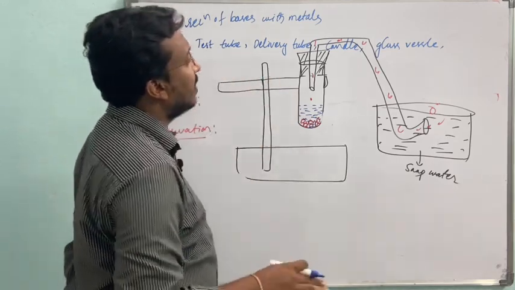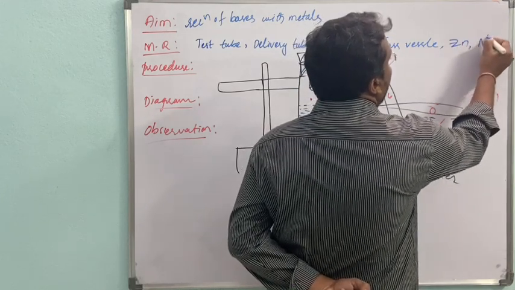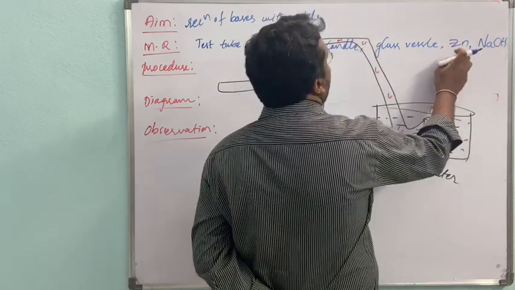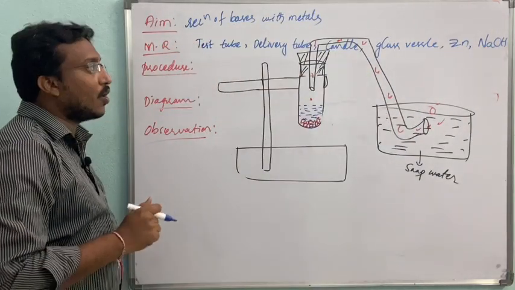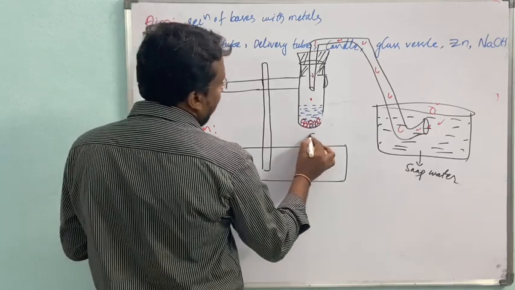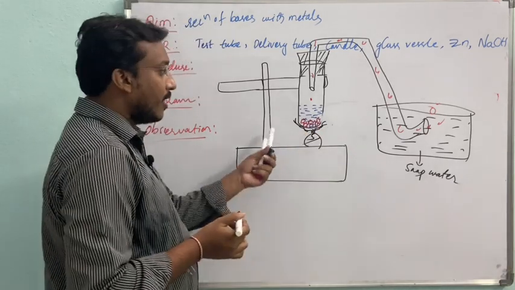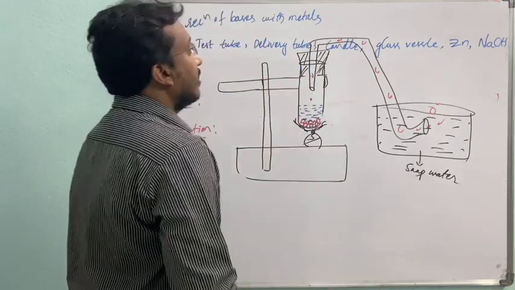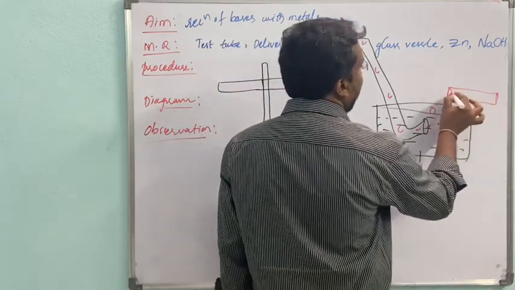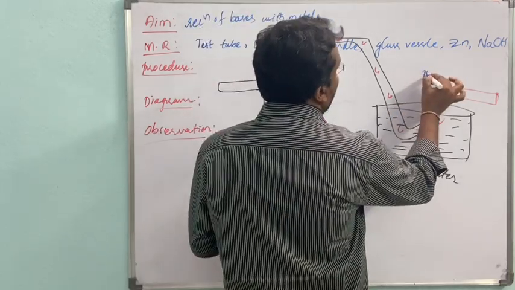Here the materials are test tube, delivery tube, candle, glass vessel, and here I have taken the same zinc granules and NaOH. NaOH is the base and Zn is the metal. The remaining arrangements are the same, but here we have to heat the test tube with the help of the spirit lamp. Then we get the gas. That gas we test with a burning candle, and it is put off with a pop sound.